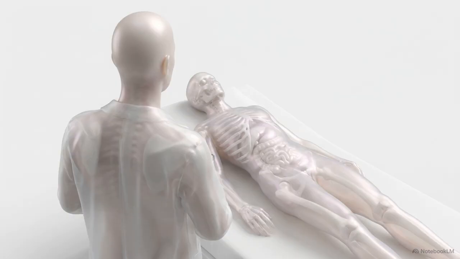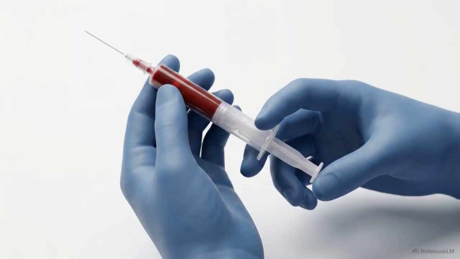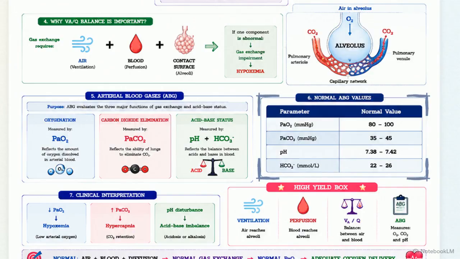Because clinicians cannot visually inspect this microscopic balance at the bedside, they rely on arterial blood gases, or ABGs, to quantify how effectively the triad is functioning. This table outlines the precise mathematical targets we look for in a healthy ABG.